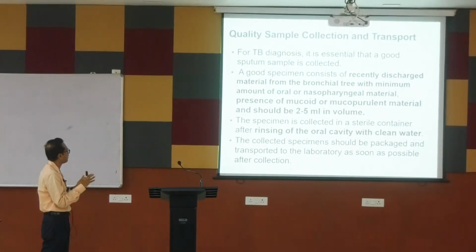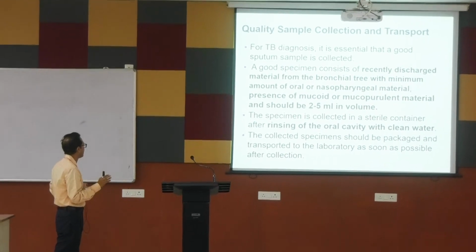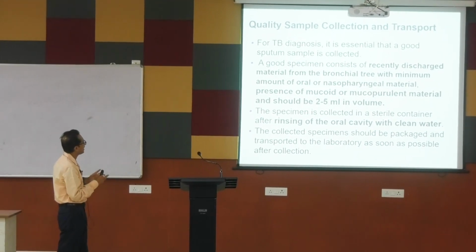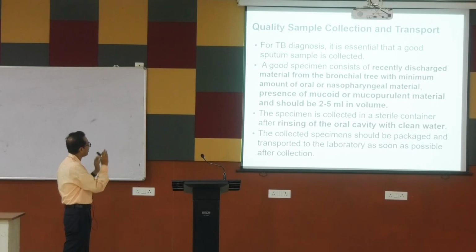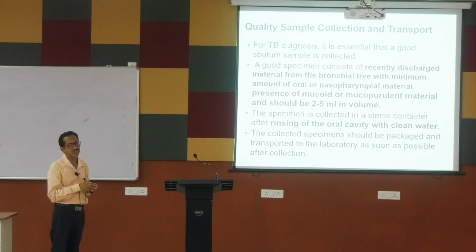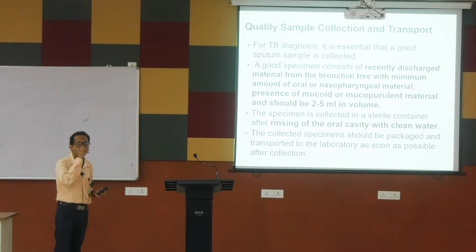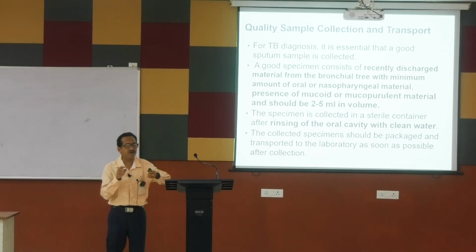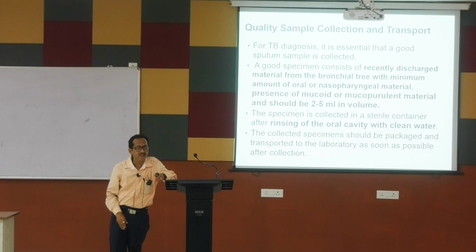So what are the 2 samples? Recently discharged material from the bronchial tree with a minimum amount of oral and nasopharyngeal material, with the presence of mucoid and mucopurulent material. What would be the optimum volume? 2 to 5 ml. Sputum should be collected in a white mouth container. Should you ask him to gargle with antibiotic? No, you should ask him only to rinse the mouth with plain water.